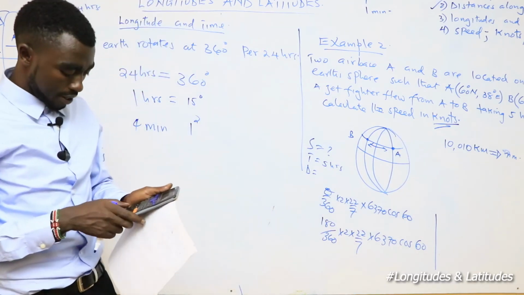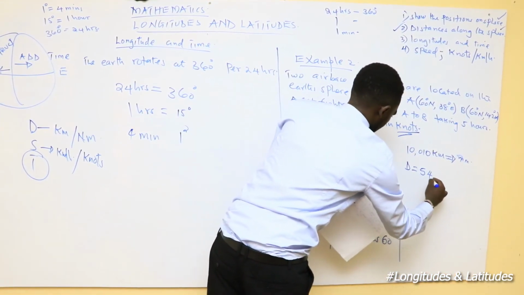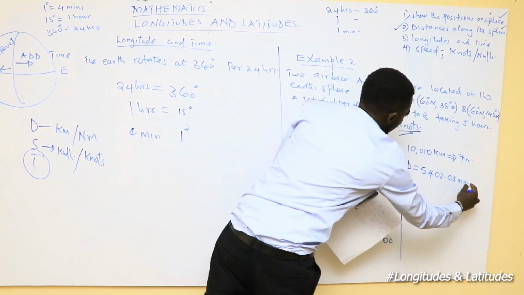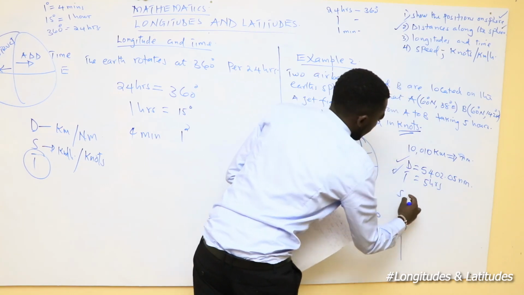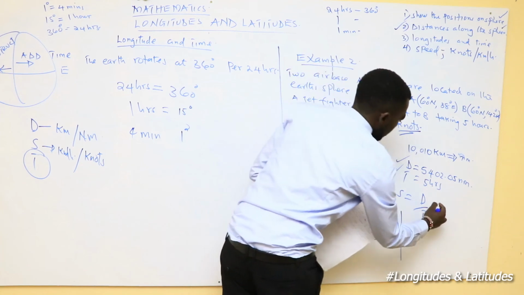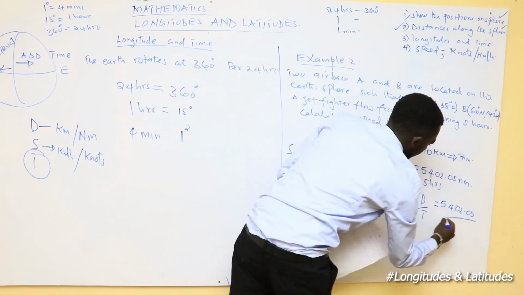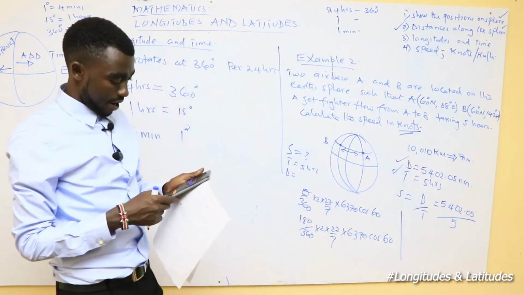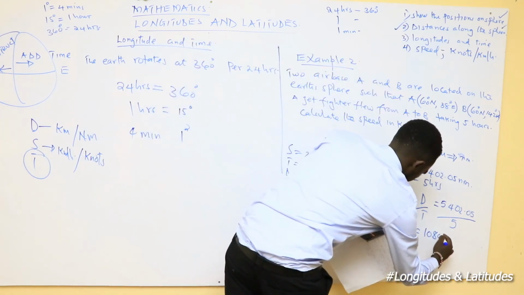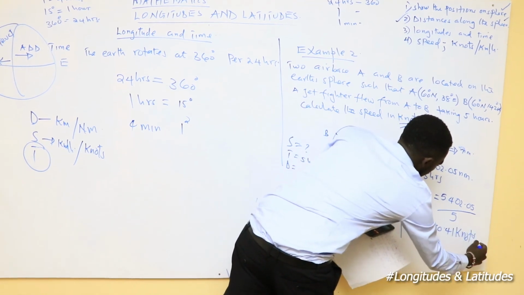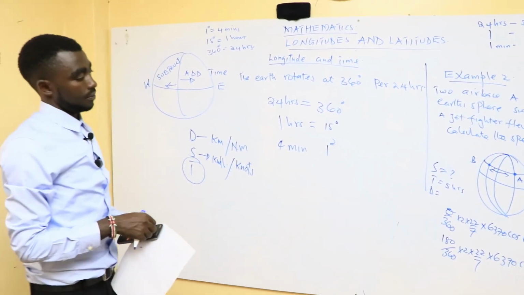Nautical miles, and we had the conversion. So what you do, you divide by 1.853. And you get the distance in nautical miles is equal to 5,402.05 nautical miles. So we have the distance, we have the time, which is 5 hours. So speed is equal to distance over time. So this will be 5,402.05 divided by 5, and when you divide by 5, speed you get to be 1,080.41 knots. So that's how we calculate the speed along the sphere in knots.